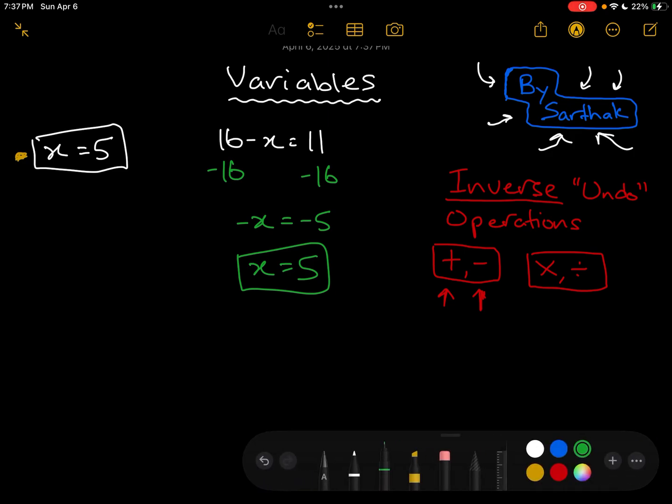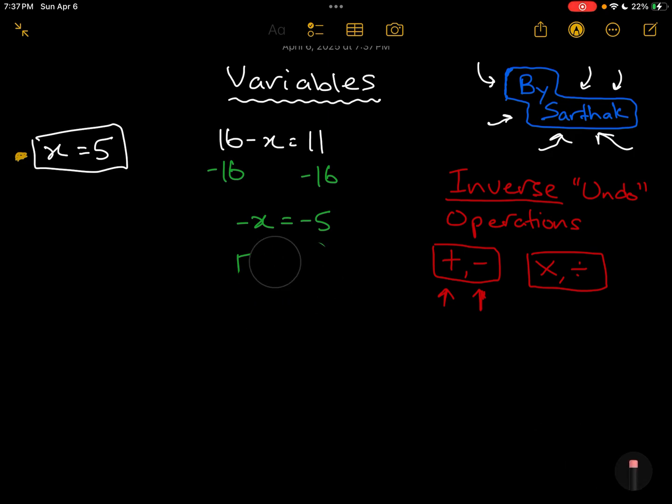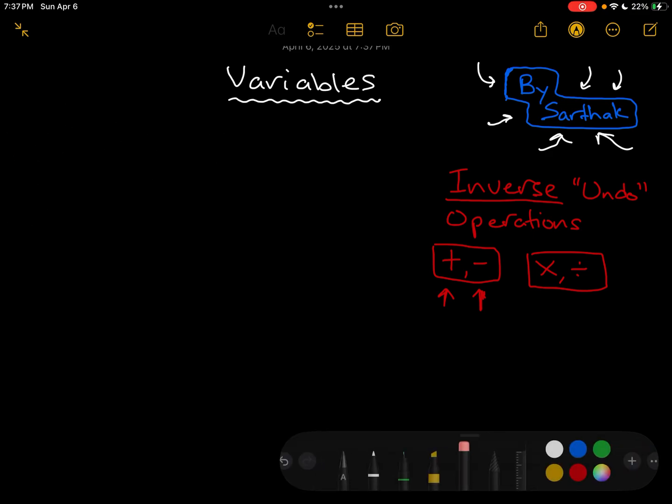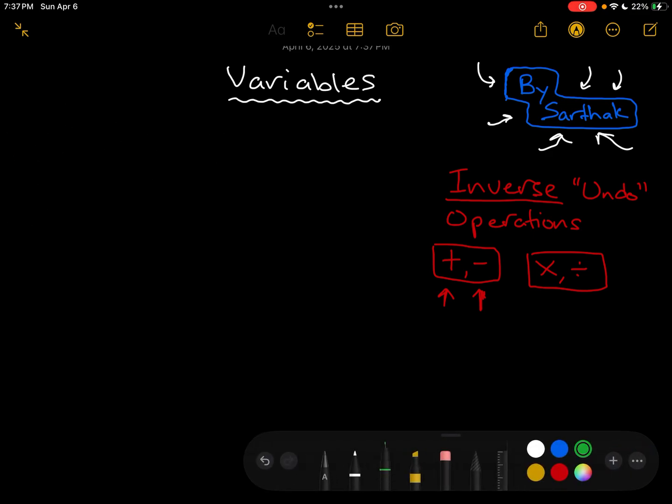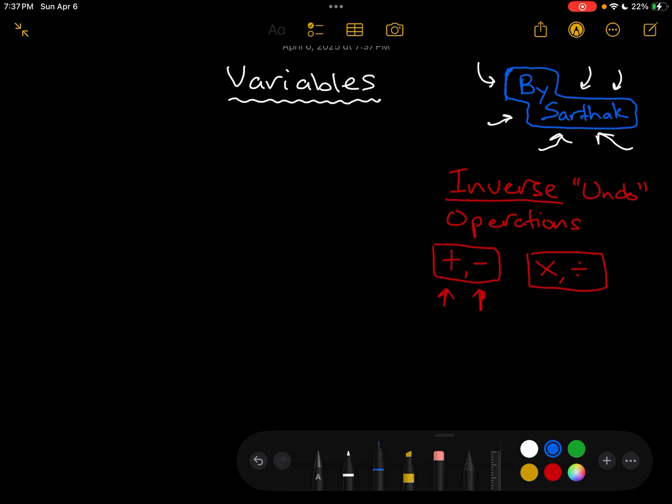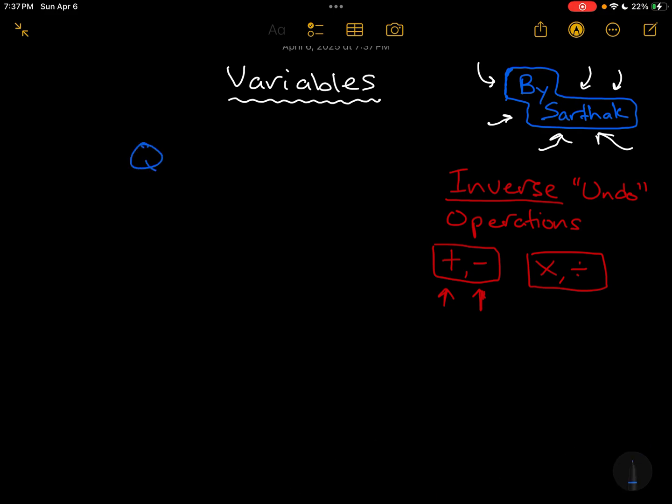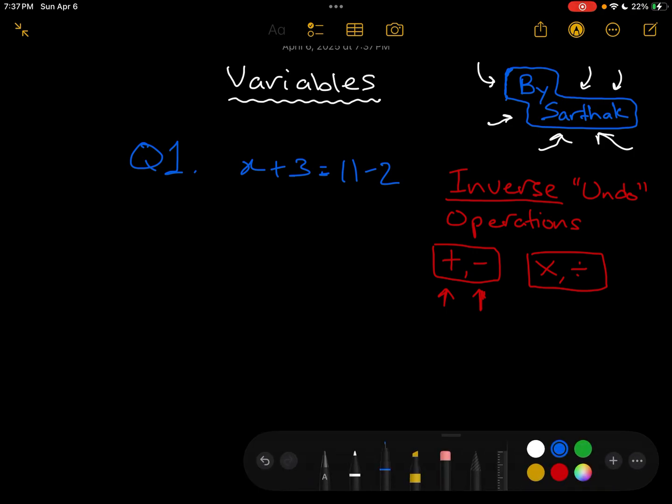So now I'm going to give you guys one bonus problem. One question to solve on your own. And then a bonus problem. And that will be the end of our video. So the one question I want you guys to solve is x plus 3 is equal to 11 minus 2. And you just need to simplify the 11 minus 2 and then solve.